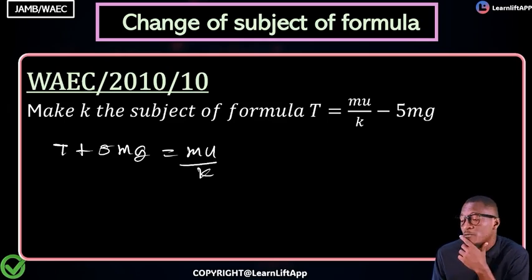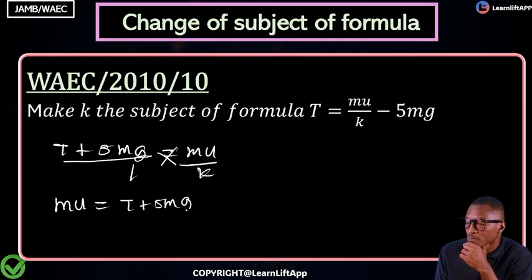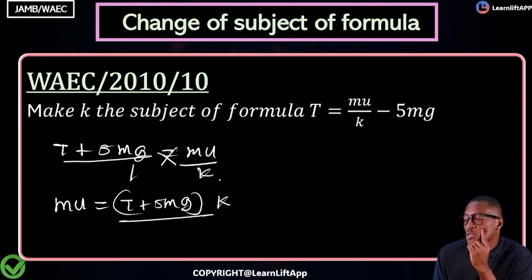That correct? Yeah, from here now, I can cross multiply. So we're going to have mu is equal to t plus 5 mg into k. I hope you understand how we got this. If we cross multiply 1 times this will give us mu, and 5 plus t plus 5 mg times k.